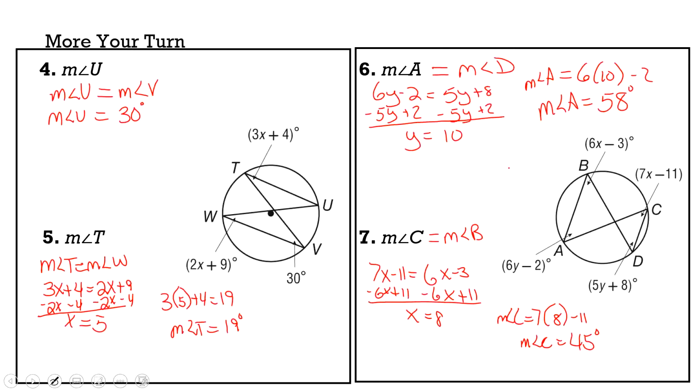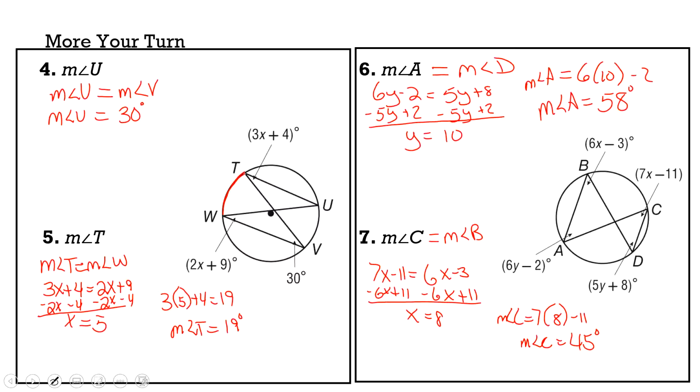All right, so what we should have, you should have found that angle U. Sorry, this was a different one. This was the inscribed angles opening onto the same arc. So we have angle U and angle V opening up to this arc TW.